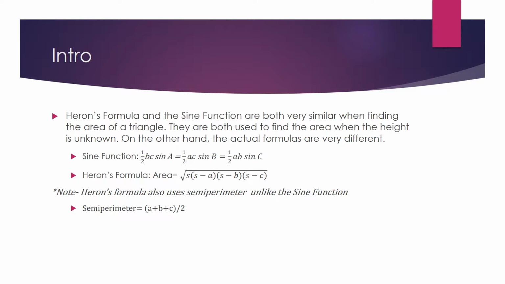Heron's formula and the sine function are both very similar when finding the area of a triangle. They're both used to find the area specifically when the height, the altitude of the triangle, is unknown. On the other hand, the actual formulas are very different. The sine function uses a derivation of the sine function to ultimately combine the sine function with our known triangle area formula, which is 1/2 base times height. Now, Heron's formula, on the other hand, uses what's called the semi-perimeter, which is denoted by the side lengths combined divided by 2. This is obviously different than the sine function's formula.